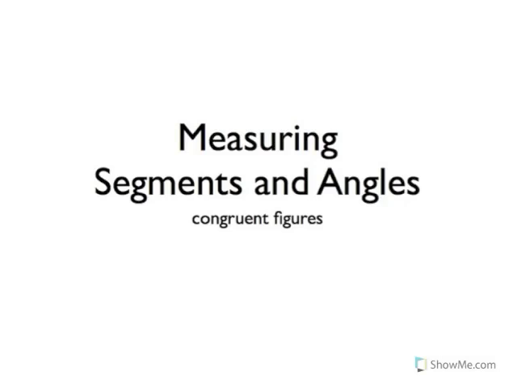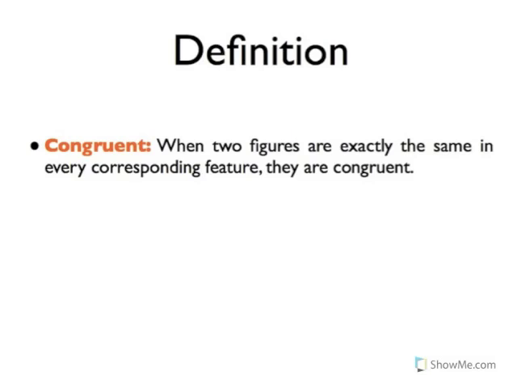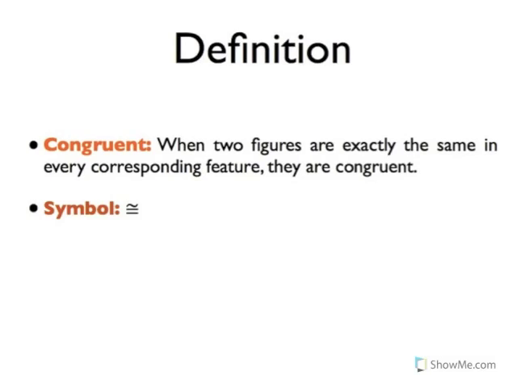Now we're going to quickly discuss what we mean by congruent figures, specifically congruent segments and congruent angles. What we mean by congruent is simply this. Two figures are congruent when they are exactly the same in every corresponding feature. The symbol for congruence is an equal sign with a tilde over the top of it. The way I usually draw it is drawing the equal sign first and then putting the tilde over the top of it.